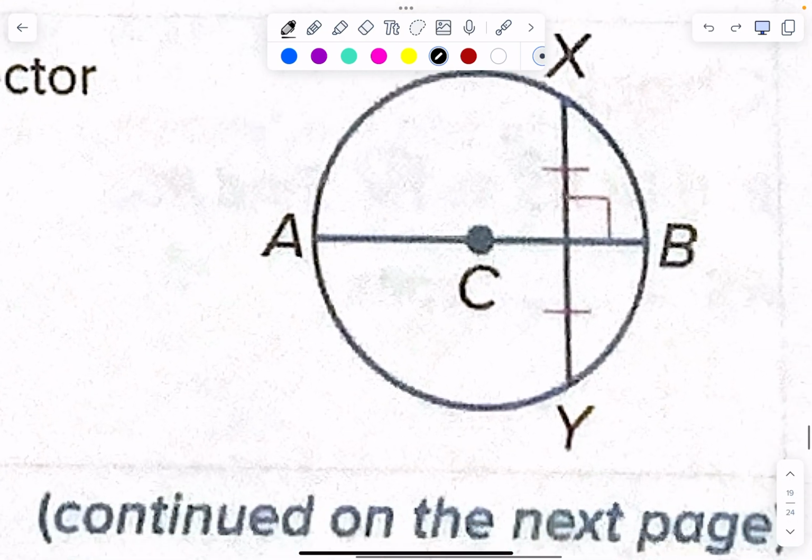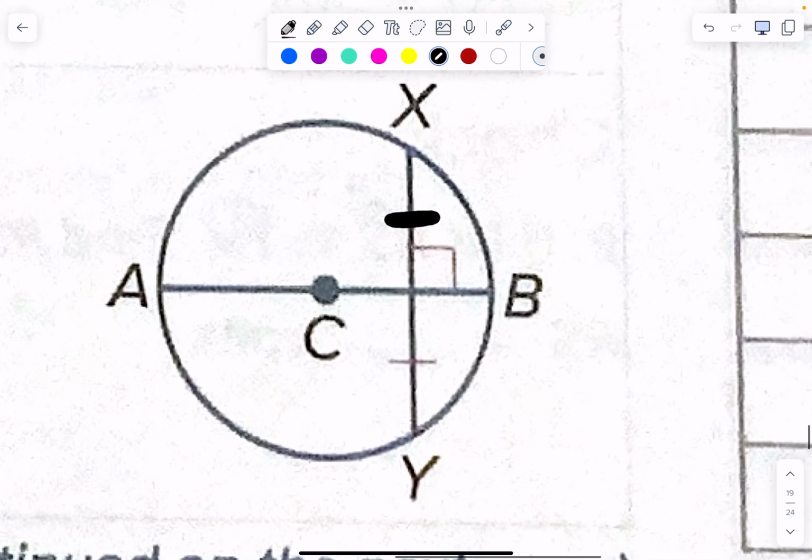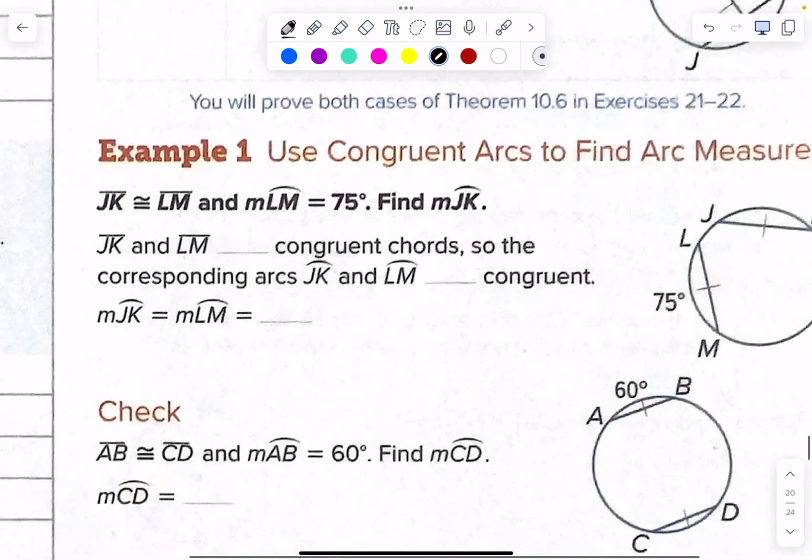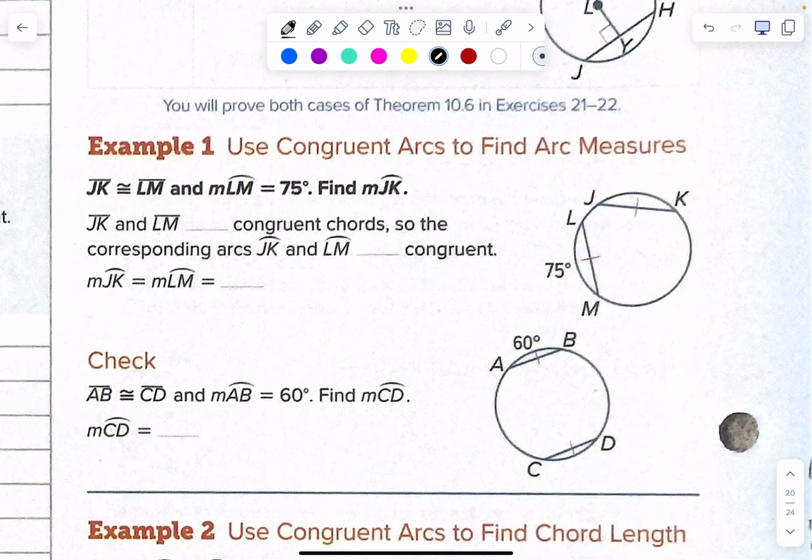All right, let's go and do an example. That's what these little tick marks mean. Tick marks, right? Got it? Okay. Let's go to our first example right here. Example 1. Okay? Go down to example 1.